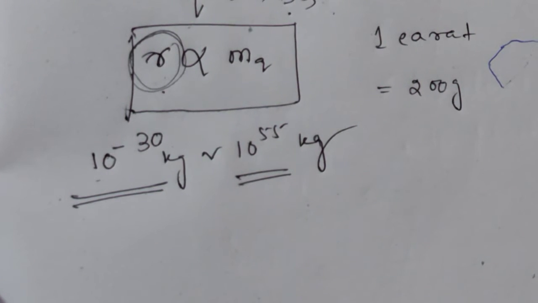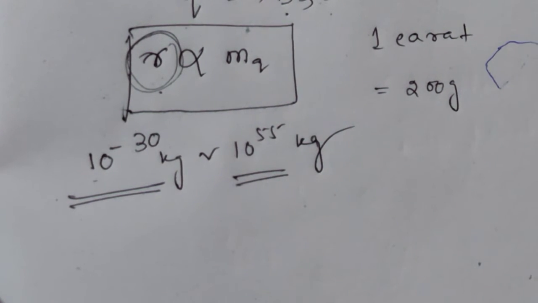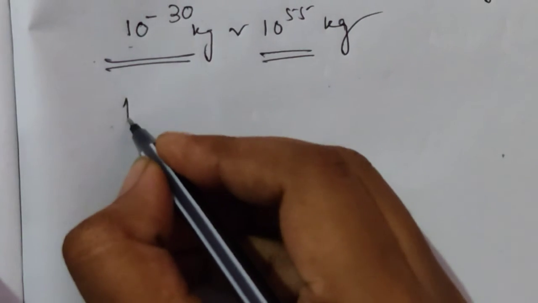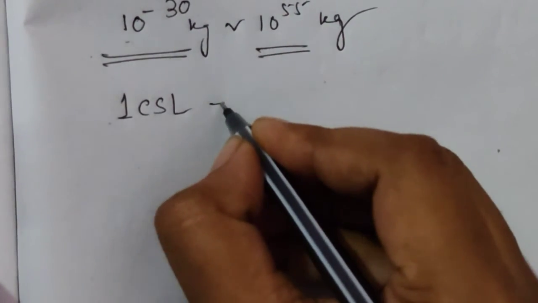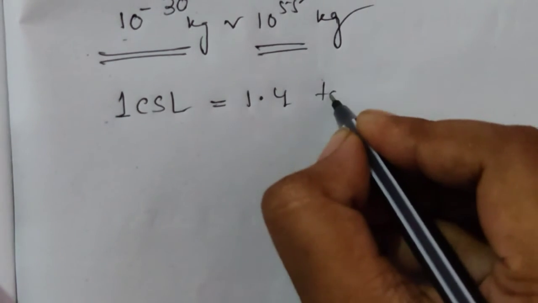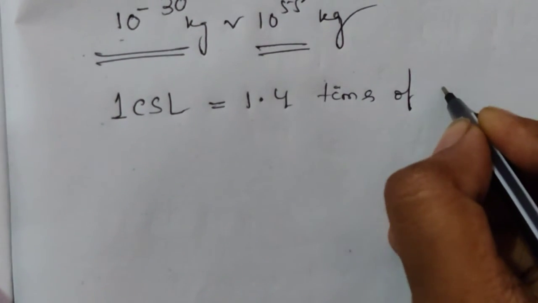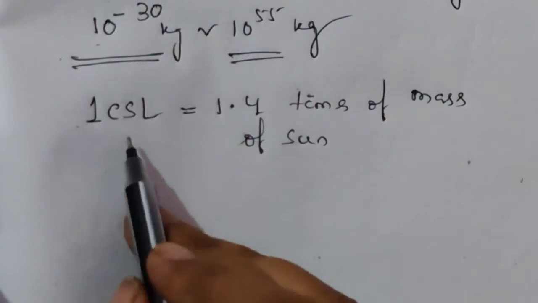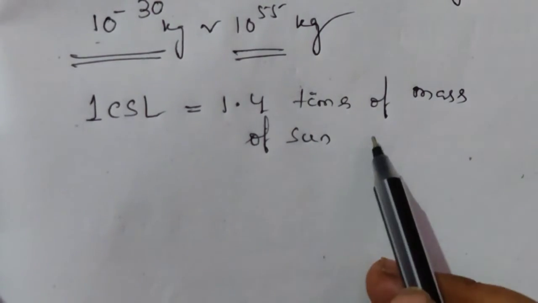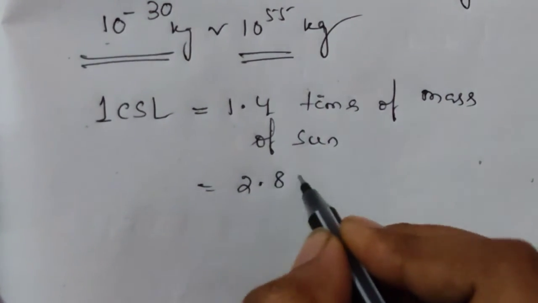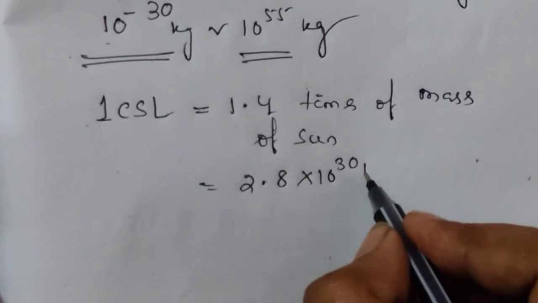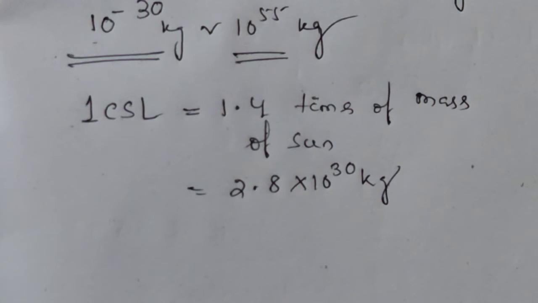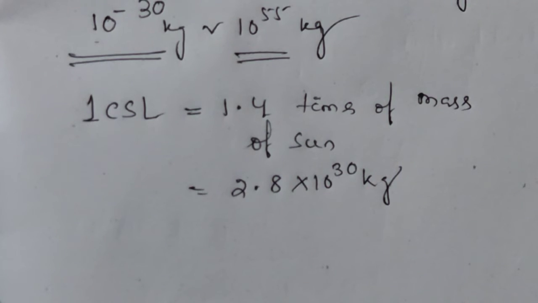And for micro units, we can use atomic mass units. For macro units, we use the Chandrasekhar limit. Okay, so we can write 1 CSL, that is Chandrasekhar limit, is equal to 1.4 times the mass of the sun. Getting my point? 1 Chandrasekhar limit is equal to 1.4 times the mass of the sun, which is equal to 2.8 into 10 to the power 30 kg. Okay, clear? Yes, so now this is all about measurement of mass.